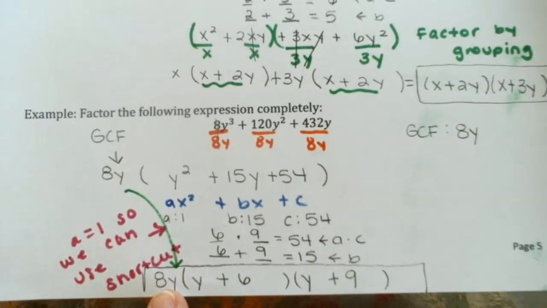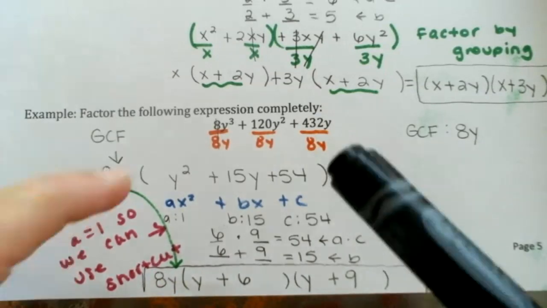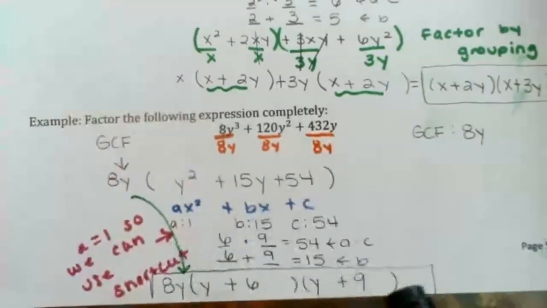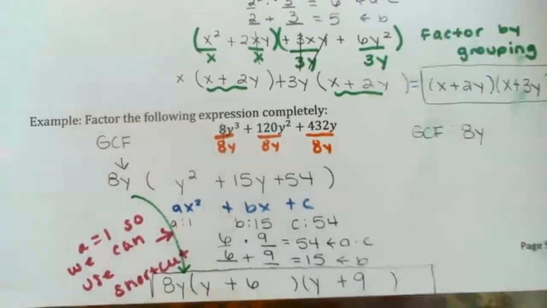The reason why you can't forget to bring down that 8y is that in order to get back to our original problem, whenever you multiply this together, you have to have that 8y. If you were to multiply this all back together, you get back to your original problem. So again, our final answer is 8y times y plus 6 times y plus 9.